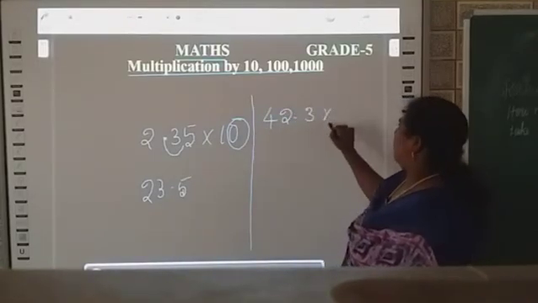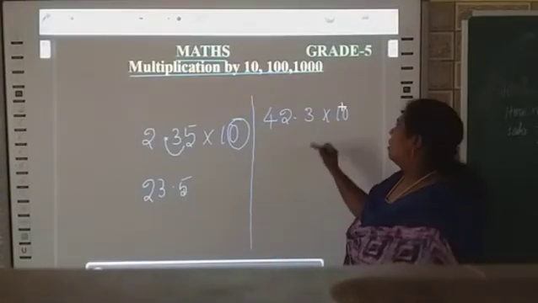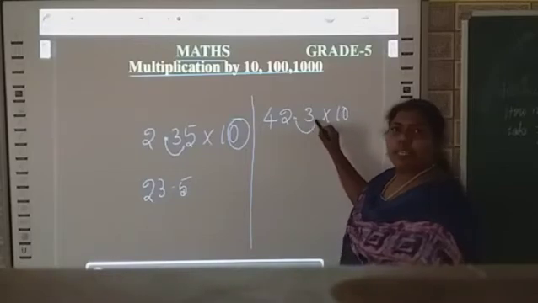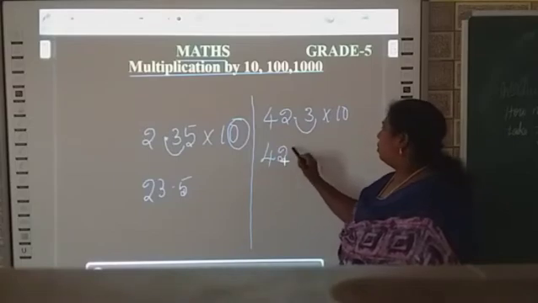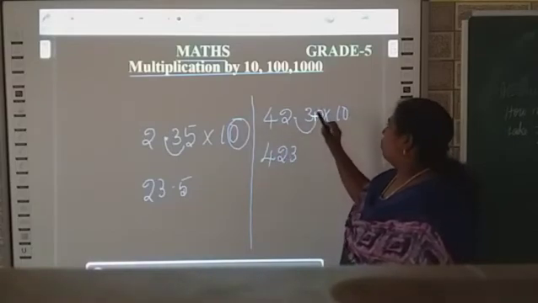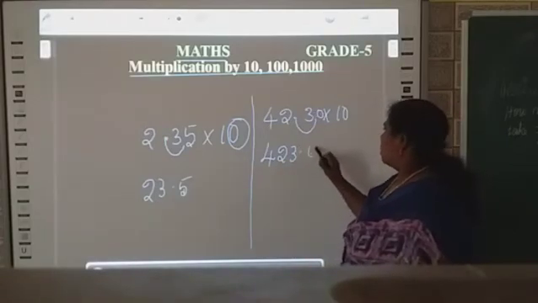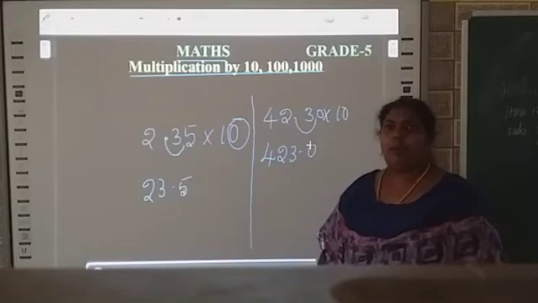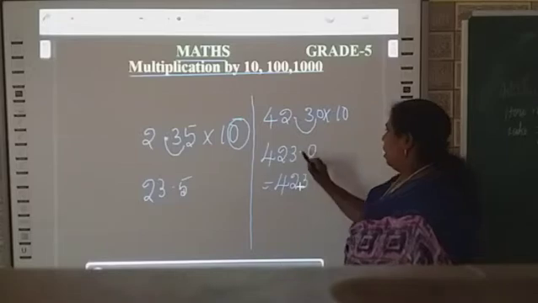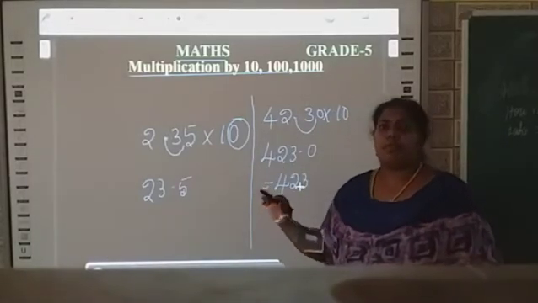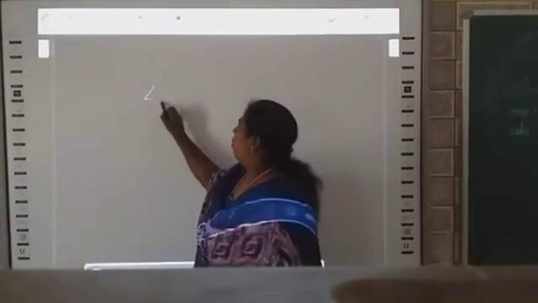42.3 into 10. So how many places do we want to move? Only 1, right? So where will it come? Here. The decimal will come here, isn't it? So here the answer is 423. Here you can add one zero, then the point will come here. So that means 423.0. So how can we write the answer? 423. After the decimal, only 0, no numbers, means you can write it like that. No problem. Understand?